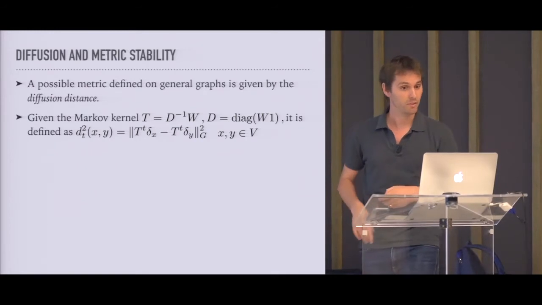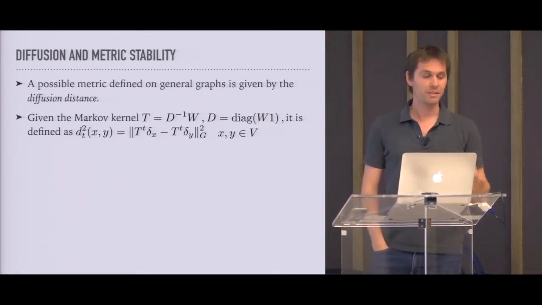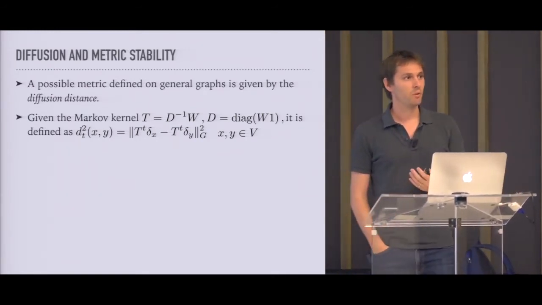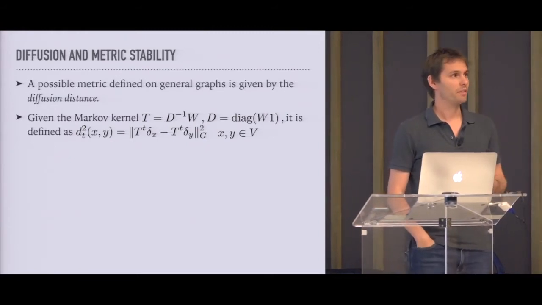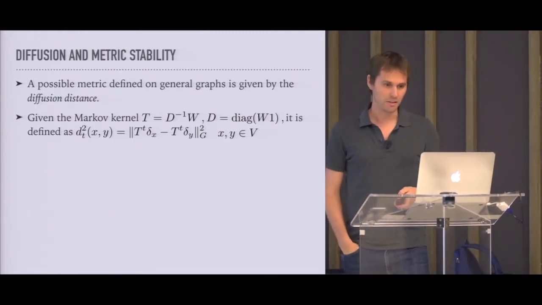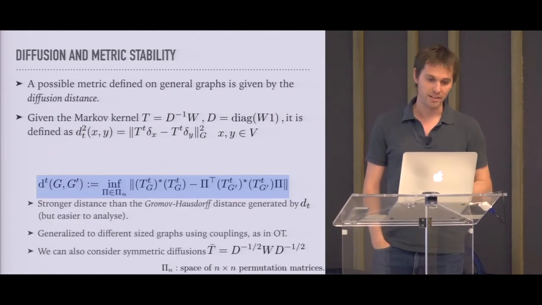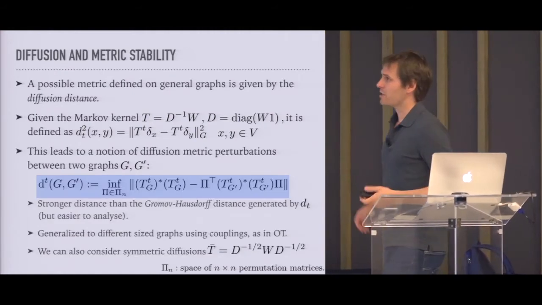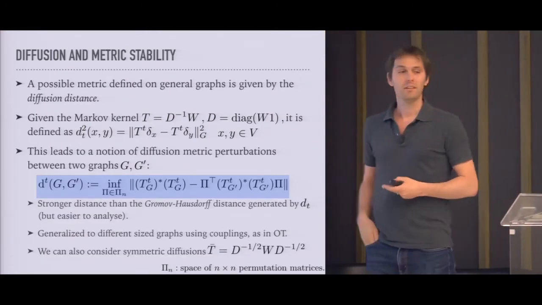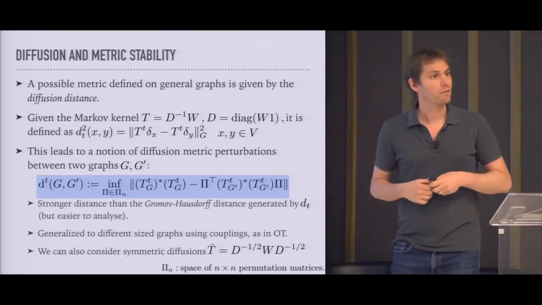maybe I can use this to define a distance between the two points, okay? So this is called a diffusion distance, and this is a very beautiful work pioneered by Ronald Coifman and many others, and Szlam, and Mauro Maggioni, etc. And so we can use it to define a metric distance between two graphs, right?